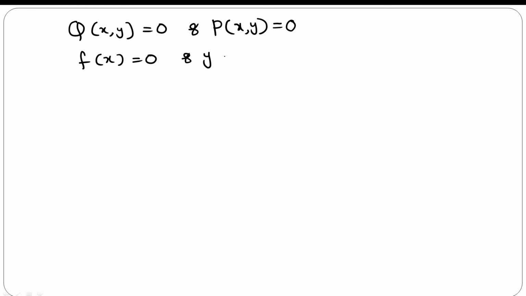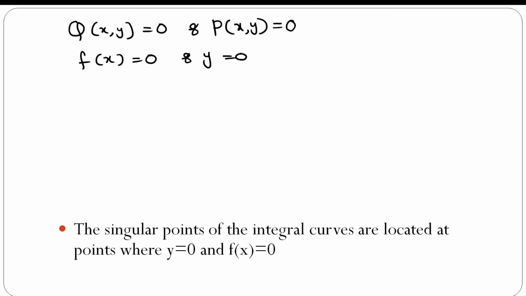We can say that the singular points of the phase space are located, as we know, at q of xy equal to 0 and p of xy equal to 0. That is, f of x equal to 0 and y equal to 0. So the singular points of the integral curves are located at points where y equal to 0 and f of x equal to 0.